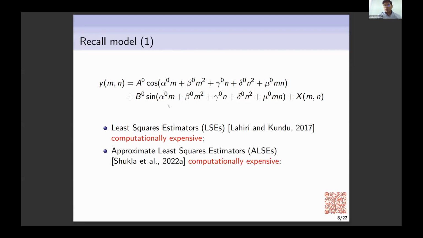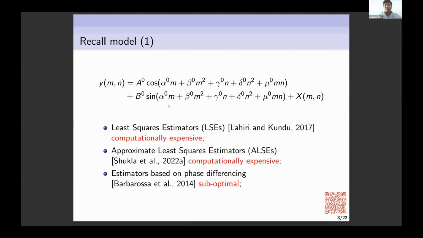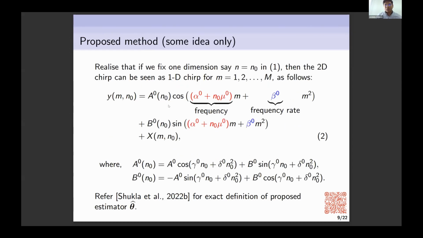Another option is approximate least squares estimators. This is again computationally expensive because it will again demand a 5-dimensional optimization problem. Next, we have some suboptimal estimators based on phase differencing and the cubic phase function. So there has to be something in between, which is not as computationally expensive as the 5-dimensional optimization problem, but is also not suboptimal. This is what we are going to target.